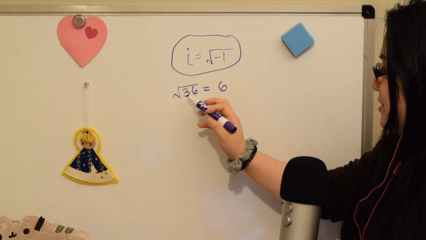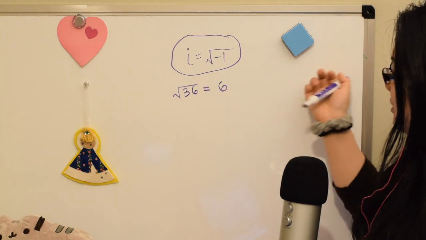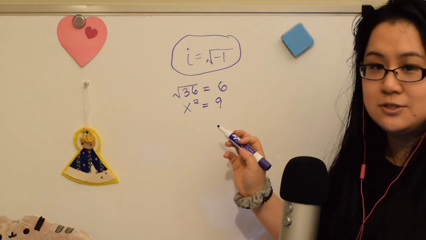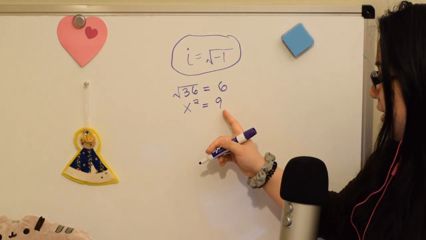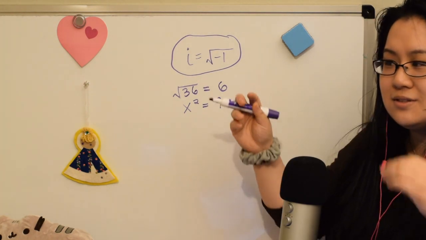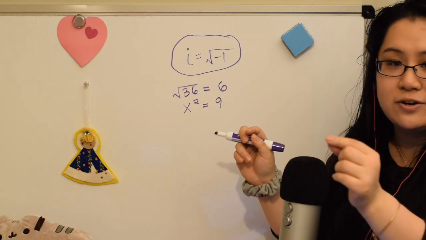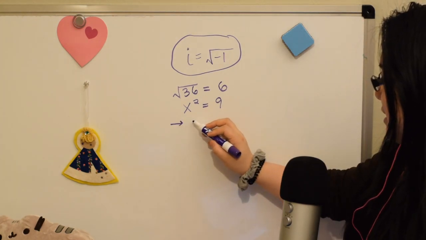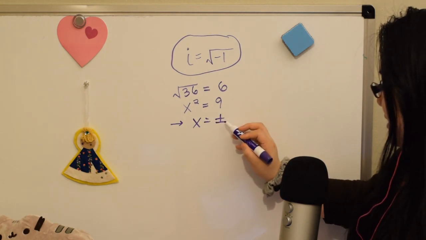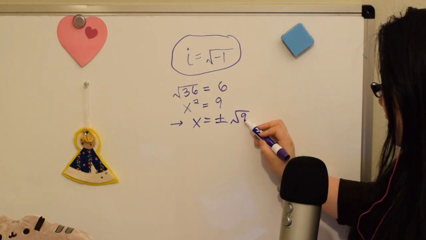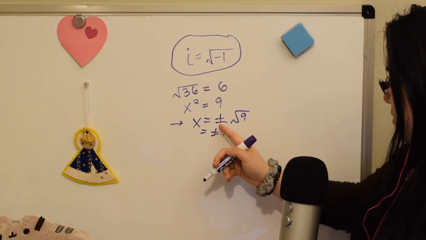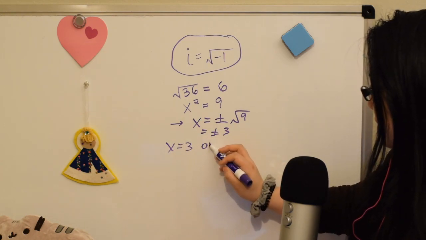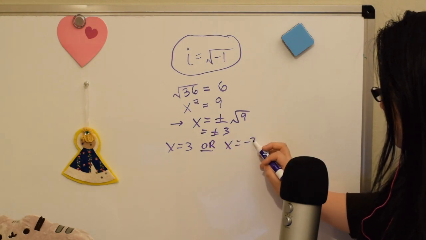But there is a subtle notation thing. If I were to try to solve x squared equals 9, for instance, this is a slightly different question. It's what number squared gives me 9? A lot of people think that the square root and squared cancel each other, and they do, kind of. You just have to be careful, because to solve it, I have x equals plus or minus the square root of 9, which is plus or minus 3. That means that x equals 3 or x equals negative 3. Okay?